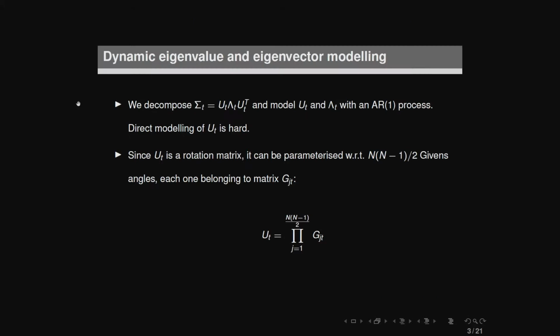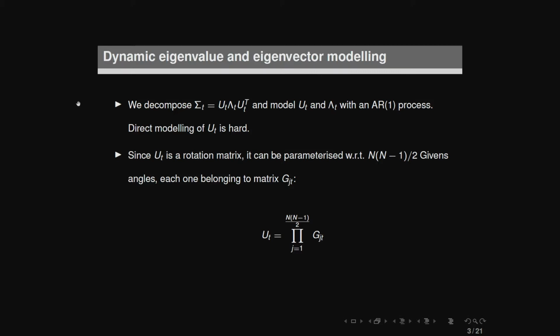So let me go straight to the model. First I will construct a model to solve problem number 2, which is that the parameters have to obey the positive definite constraint. Now, I will take the matrix sigma T. I will use a spectral decomposition, and the spectral decomposition has an eigenvector matrix U_t and eigenvalue matrix lambda t. And what I will do now is I will reparameterize the eigenvector matrix U_t with respect to Givens rotations.